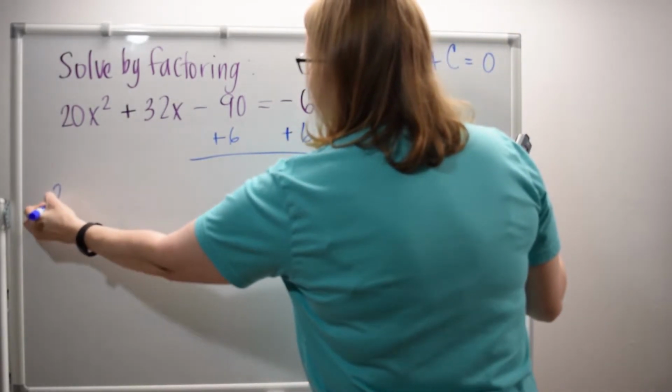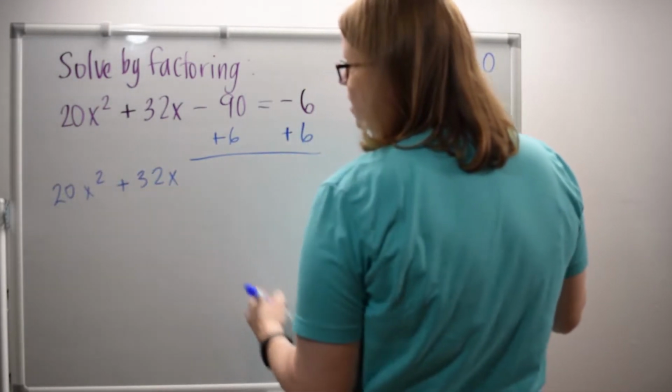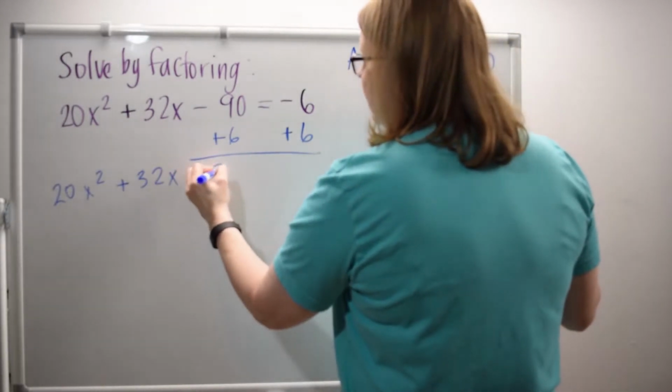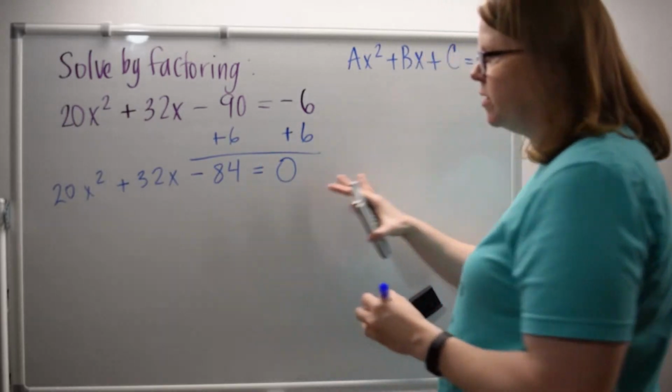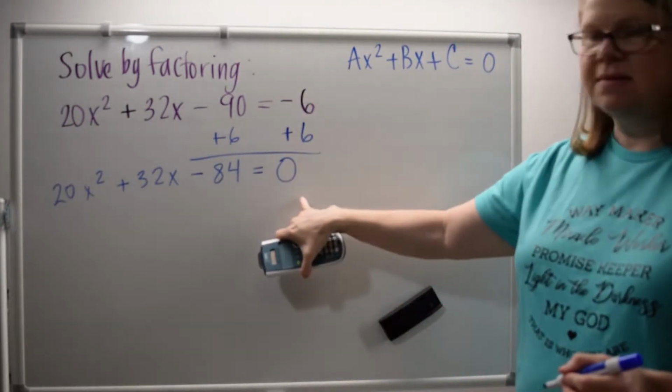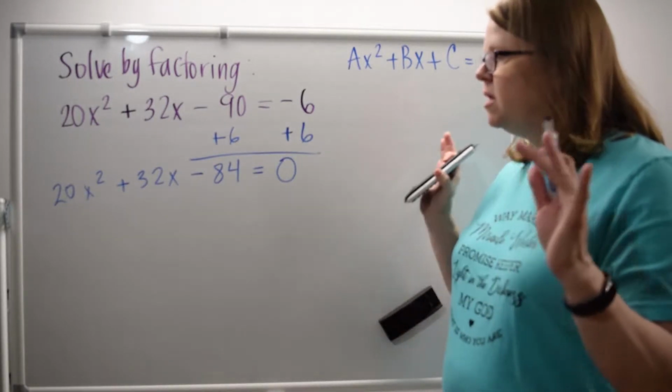So I'm going to bring this down. 20x squared plus 32x. -90 plus 6 is -84. And -6 plus 6 is 0. That's the reason we added 6, was to make this side 0. So that part's good. That's step 1 finished.